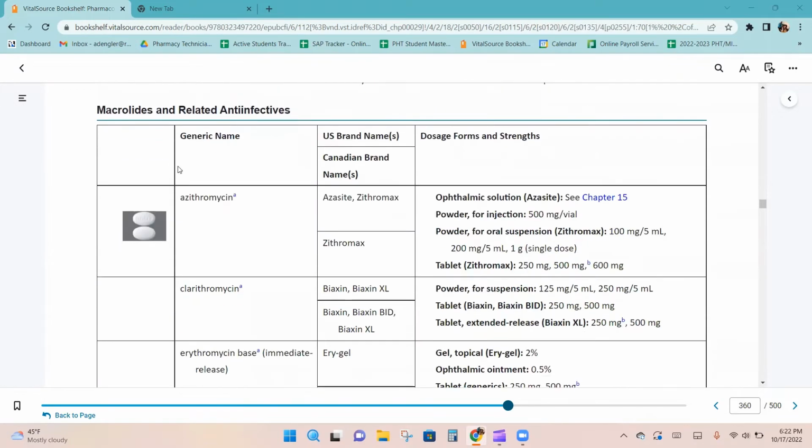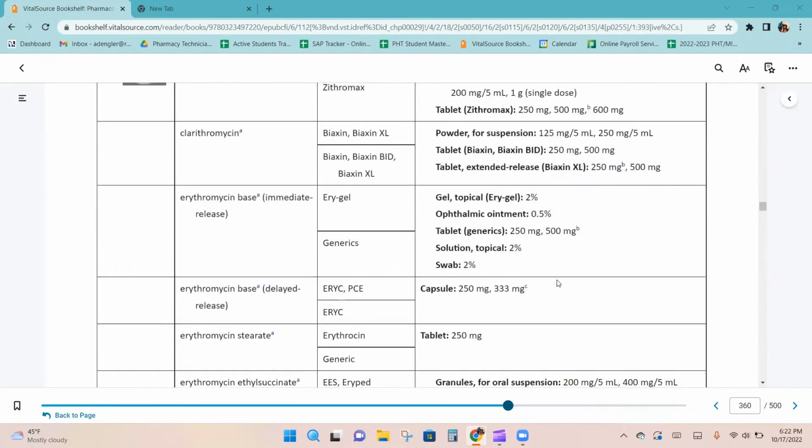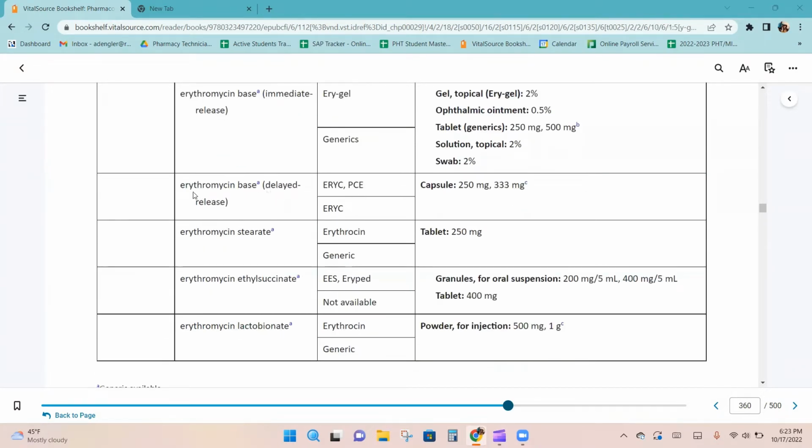And then we have our chart here for azithromycin. We have Azasite, which is the ophthalmic solution, and then Zithromax, which is all the rest of these. So we have the powder for injection, the powder for oral suspension, and the tablet. And this is the Z-Pak. A Z-Pak is azithromycin, if you've ever taken one. Clarithromycin, like Biaxin and Biaxin XL, comes in suspension and tablet and extended release tablet. Erythromycin base, we have a few different dosage forms: topical gel, ophthalmic ointment, a tablet, swabs, and a topical solution. Then we have some other formulations of erythromycin.